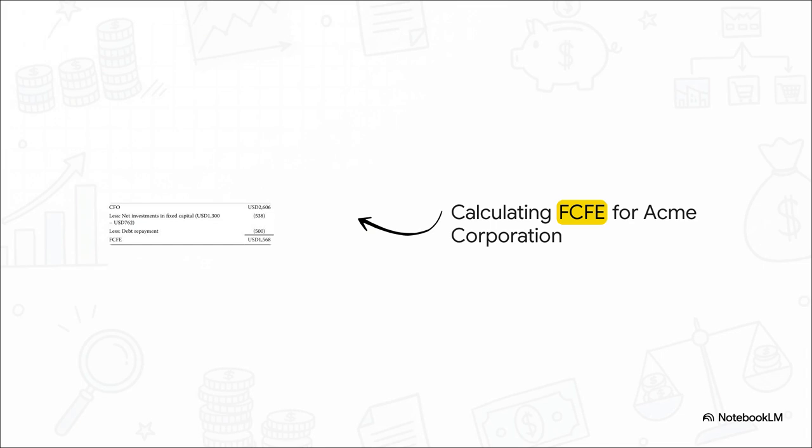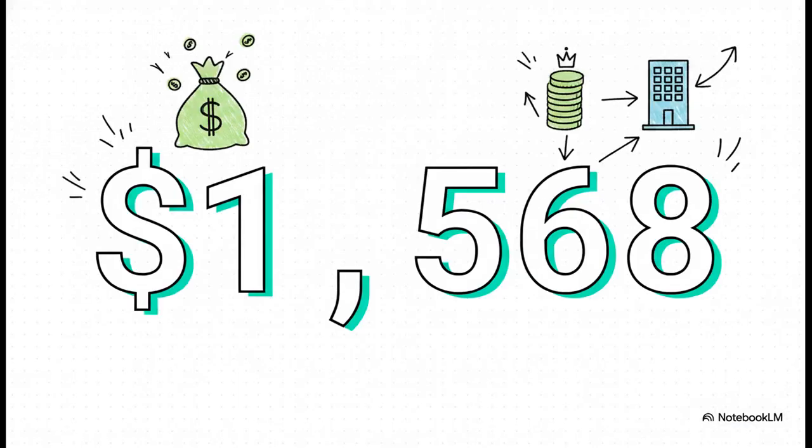Running the numbers for Acme's FCFE, we again start with our operating cash flow and subtract our capital expenditures. But crucially, we also subtract their $500 debt repayment. That cash is gone. It was used to pay down principal, so there's no way it's available to the equity holders. And that leaves us with a positive FCFE of $1,568. This indicates a really healthy excess of cash perfectly available for distribution to the owners. Management could use this to pay dividends or buy back stock without hurting the company's operating capabilities.